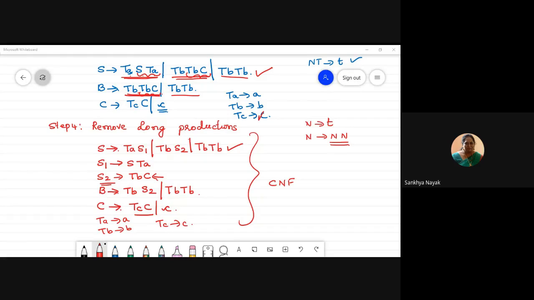Now in the chat section, can you tell me whether you have understood? Or if you have doubts, you have to ask me. Can you tell me whether you have understood or not? I want the response in the chat section.